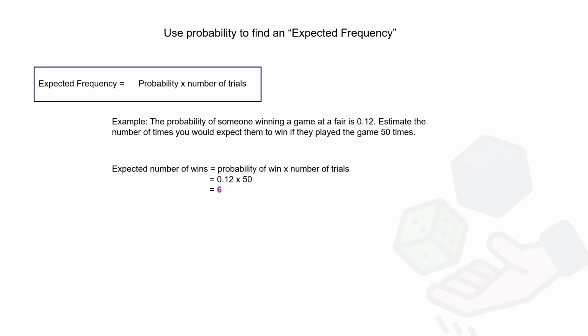Expected frequencies give the best estimate for an event, but it's only an estimate. The event still could occur more or less frequently.